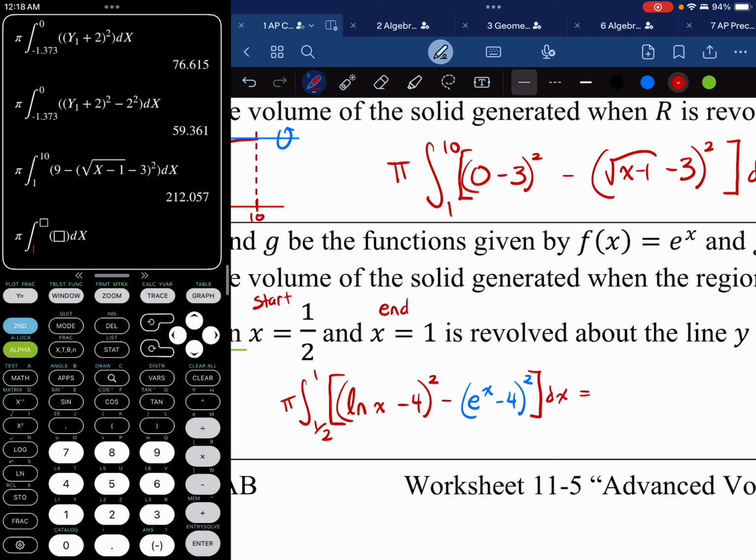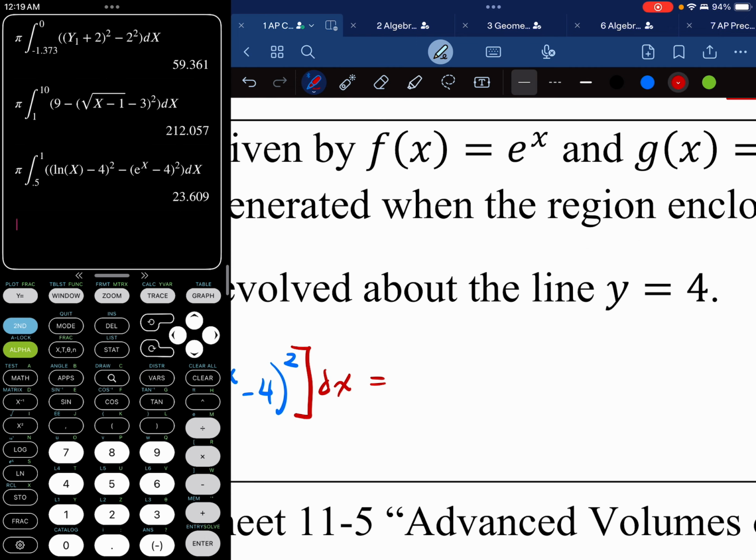We have math 9 for our integral, and it's going to go between 0.5 and 1. Start your parentheses, natural log of x, and then I'm going to end the parentheses there, and then minus 4, and then end the parentheses for the entire function, and then square it, and then subtract the next one. Start the parentheses. This is going to be second natural log to get e to the power of x, then go down with the right arrow key, then minus 4, I end the parentheses, and then I square that function. I think that's all the pieces correct, and I get 23.609.